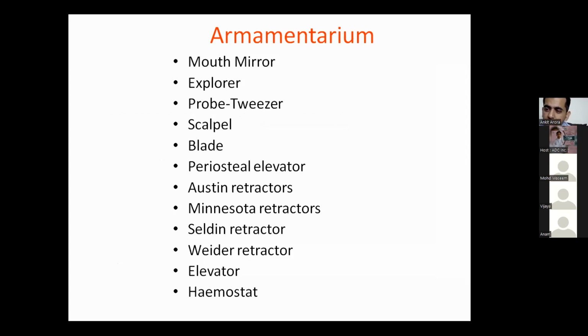So the armamentarium would be a simple PMT set, scalpel with a blade, periosteal elevator, Austin retractor, Minnesota retractor, or the Sheldon retractor, whatever you are comfortable with.